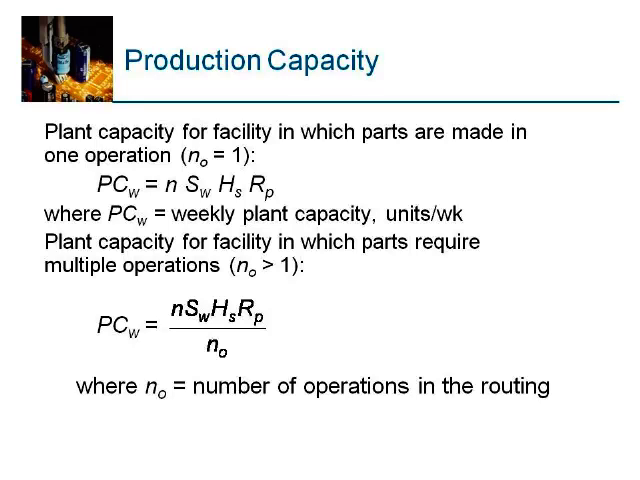Plant capacity for a facility in which parts require multiple operations. Normally this plant capacity for discrete manufacturing would be different, because discrete manufacturing has multiple operations. Hence PCW for a discrete manufacturing unit is N SW HS RP by NO, where NO is the number of operations in the route. And this NO does not apply in a process plant, like the production capacity of a cement plant or a paper plant. All these equations hold good.